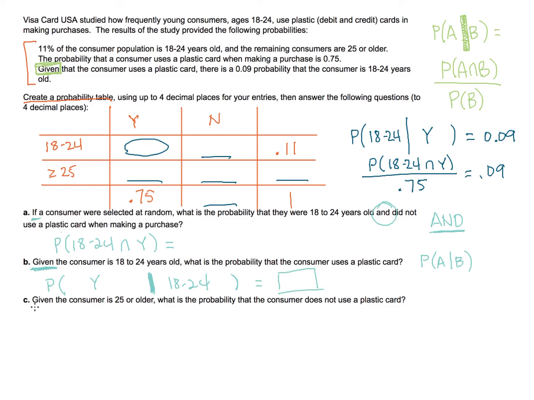Likewise, on this one, you're told, given. So think about this. Set your problem up. The consumer's 25 years or older. Where is that going to go in this notation? And that they do not use a plastic card. Where will that go in the notation? And so once you get that set up, then you can use this formula over here to get your answer. So hopefully that helps. Have fun with that.